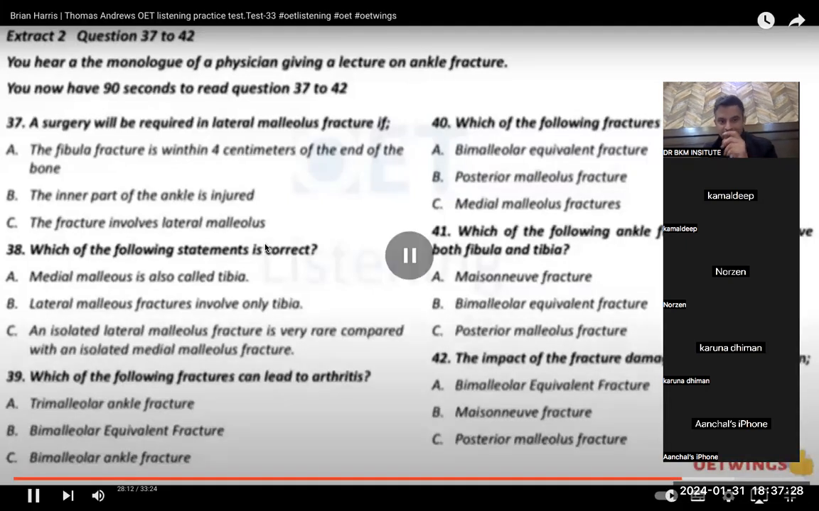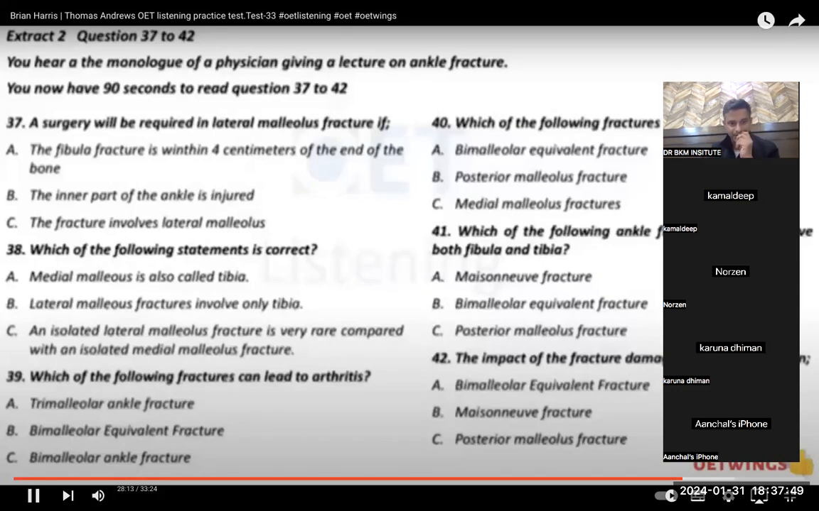This fracture occurs to the... So here the words are changed. Medial malleolus fractures involve only tibia. So all the words are the same. Elimination happened because he said medial malleolus fracture involves only tibia, not the lateral. So that is what I call elimination. You eliminate your options. Now let's see the other one.